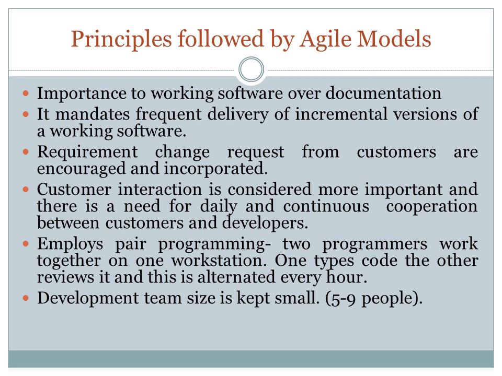Pair programming is where two programmers work together on one workstation. While one types out the code, the other reviews the code, and this is alternated after an hour. That is, the person who was typing the code becomes the reviewer after one hour, and the person who was reviewing earlier becomes the one who types the code. The development team size is always kept small, usually between 5 and 9 people.